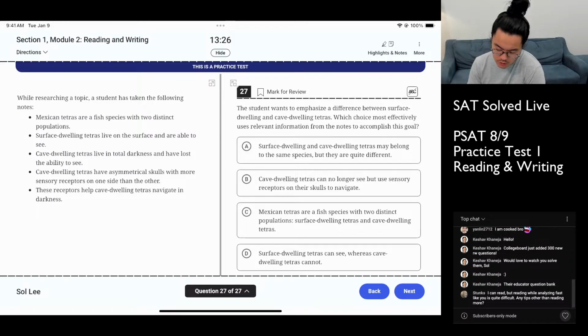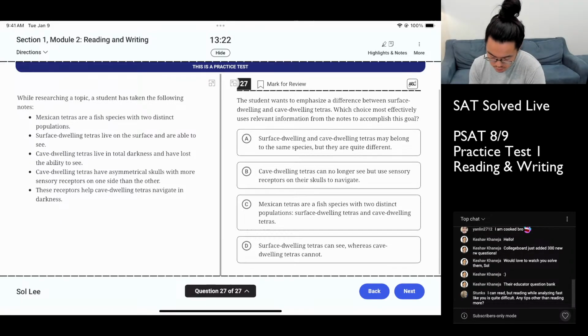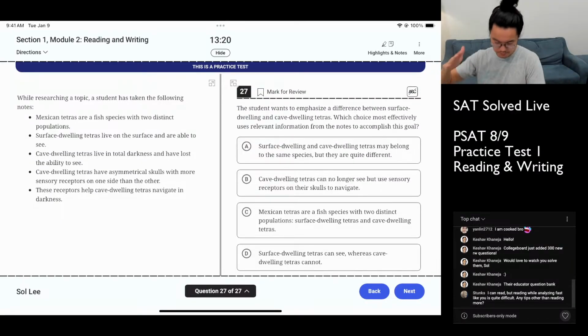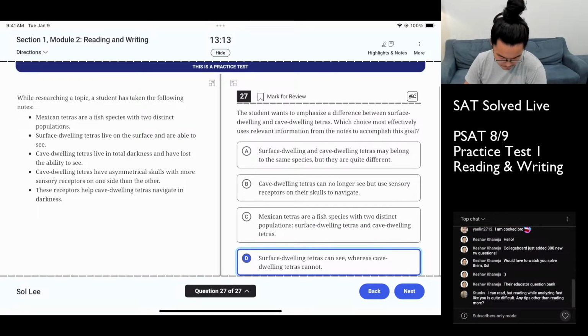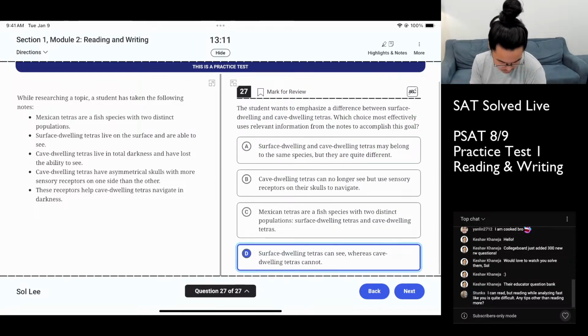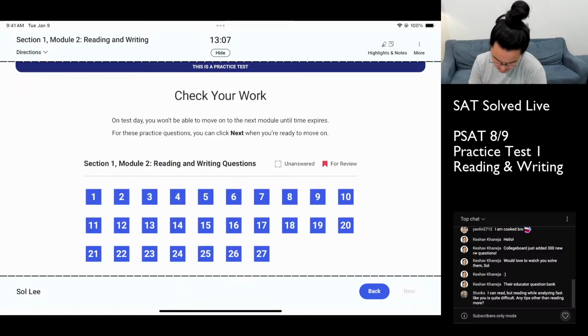All right. A difference between surface dwelling and cave dwelling. Oh yeah, duh. The difference is the darkness, seeing, and sensory receptors. Surface can see. Yep. I mean, that's correct, right? Yeah. That's the difference. I didn't check A, B, and C because D can't be wrong. It would be insane for D to be wrong. So I'm moving on. I don't need to double check, so I'll just finish it off here.